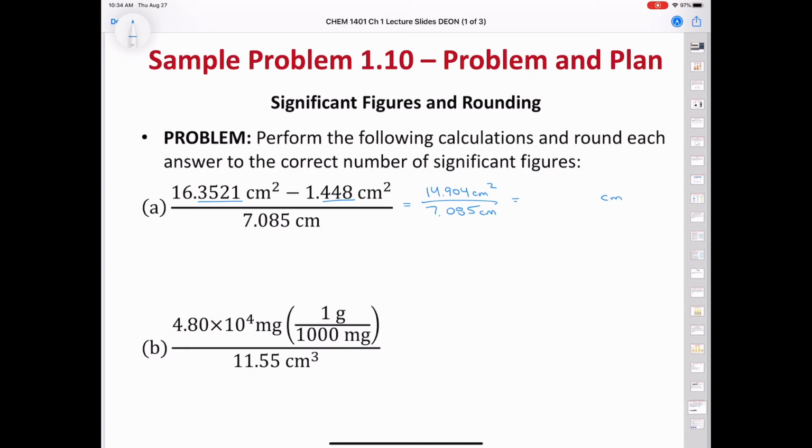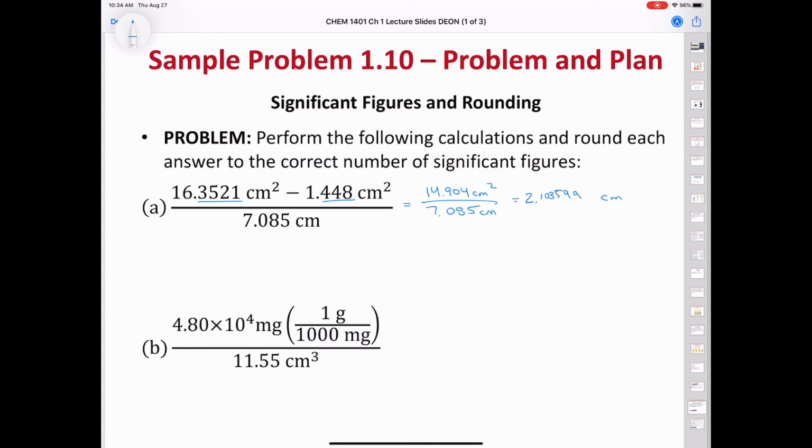It's 2.103599, so on and so forth. In fact, I'll write it down to too many significant figures. We get 2.103599, and then it keeps on going from there. But how many significant figures should there be in our final answer?